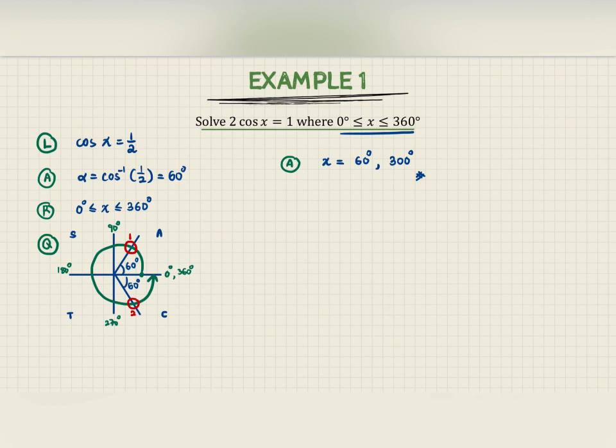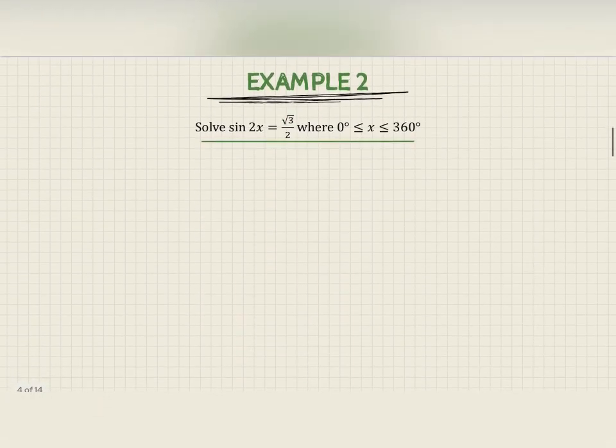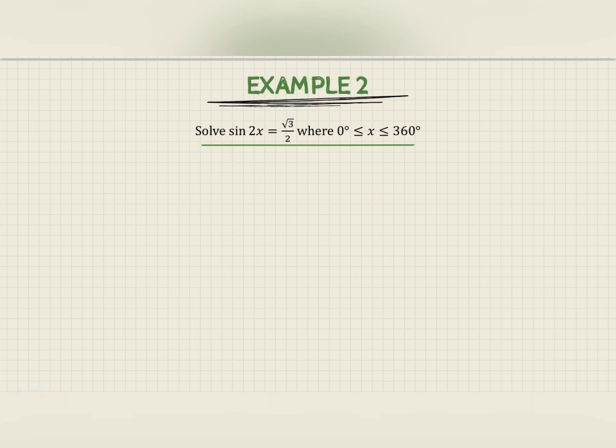Okay, now kita beralih pula kepada example yang kedua. So, solve sin 2x equals to square root of 3 over 2, where x is from 0 and 360 degree. Okay, so now using this formula pula. Okay, so first of all, kita tengok step L, larkah kan, L.